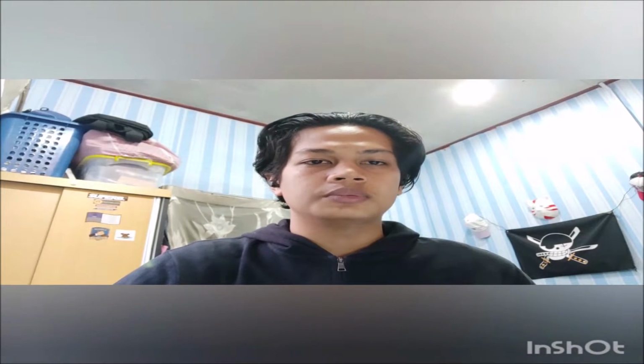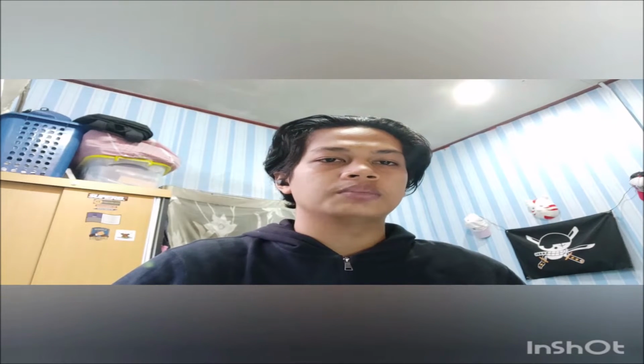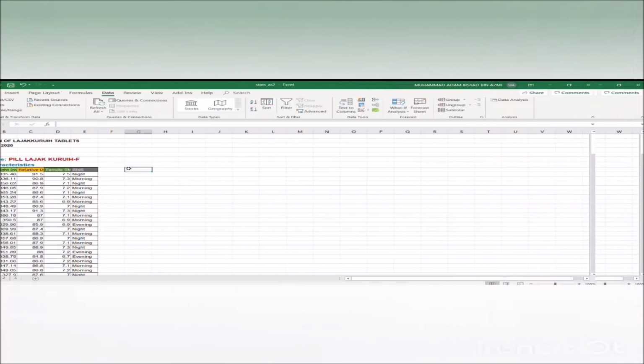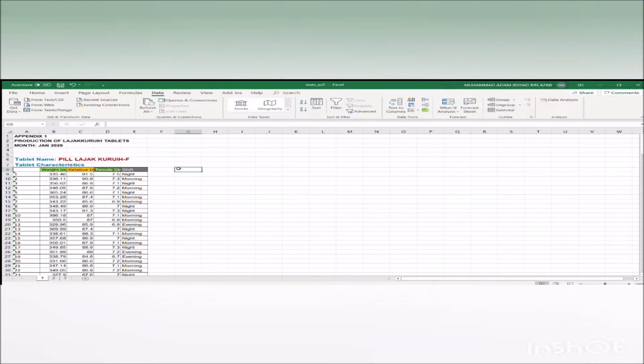Okay, Assalamualaikum. So for this meeting, I, Adam Syed, am going to present on whether there is any significant difference between the tablets for Lajak Kuruih F in the different shifts. For my part, I will explain whether there is significant difference in tablet weights between different shifts or not. For Lajak Kuruih F, we have a total of 200 pills for all the shifts.